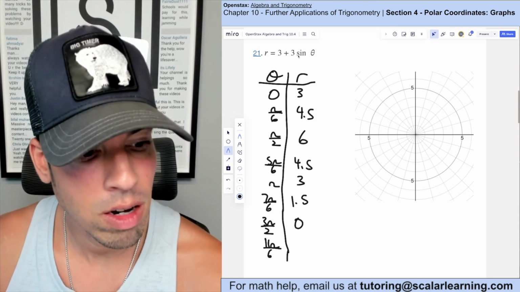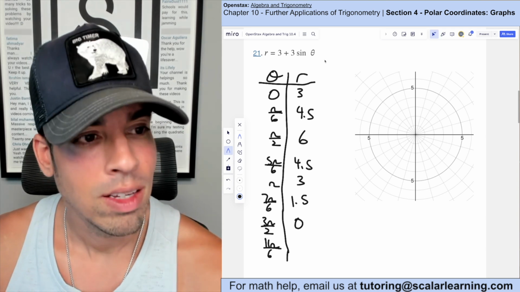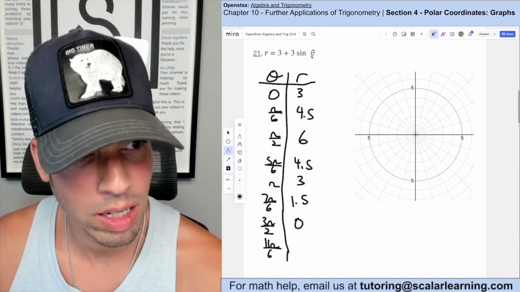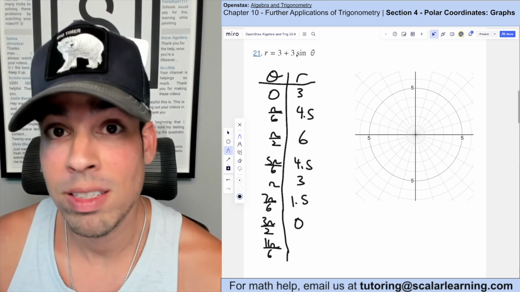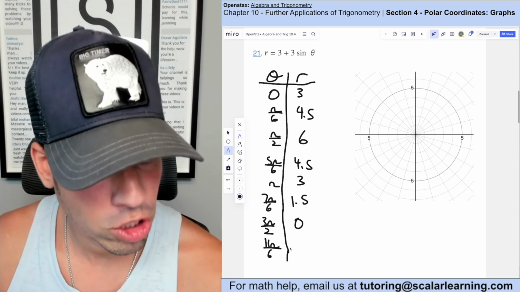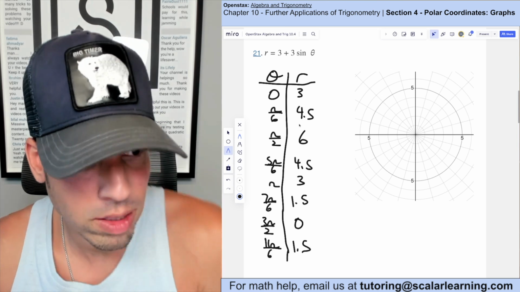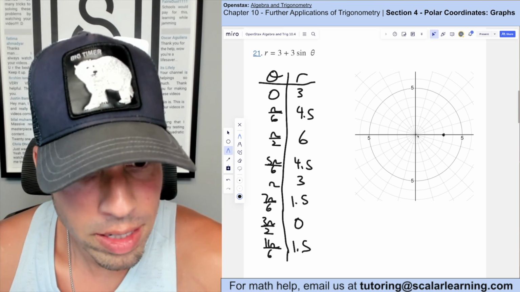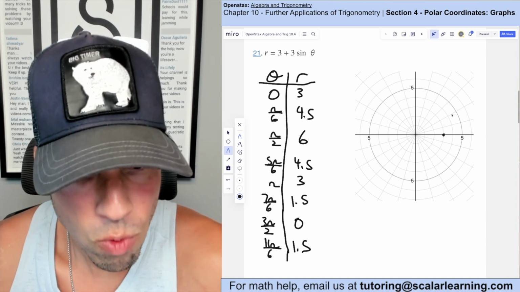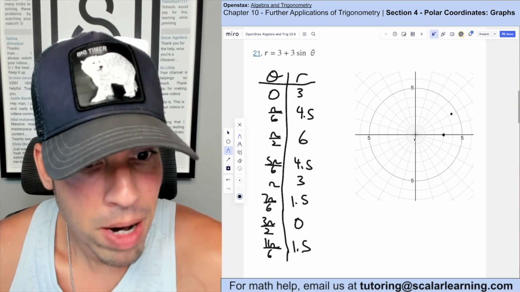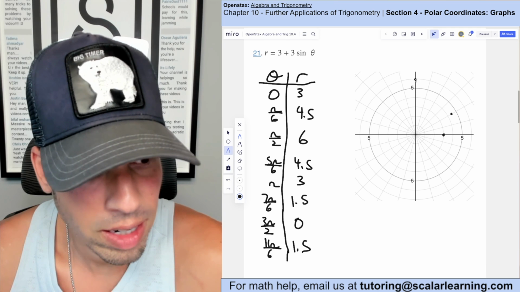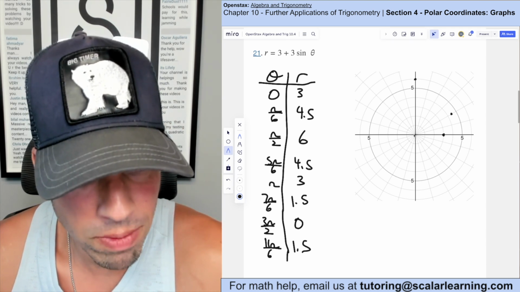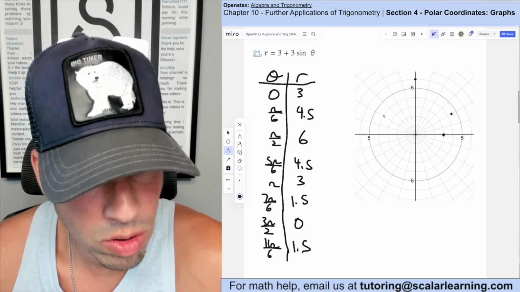And then sine of 11 pi 6, again, that's negative 1/2, excuse me. So then that's 3 plus 3 times negative 1/2. That's 3 plus negative 1.5, which is positive 1.5. Okay, now let's plot these out. At 0, here we've got 3. At pi 6, we have 4.5. At pi halves going straight up, we have 6. At 5 pi 6, we have 4.5, and that is coming out here.